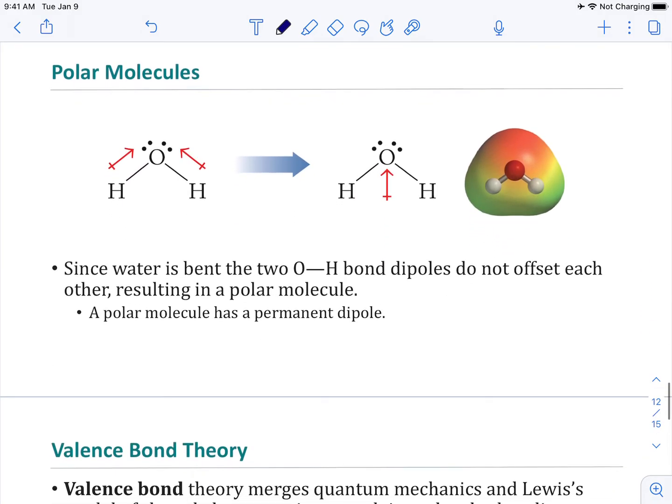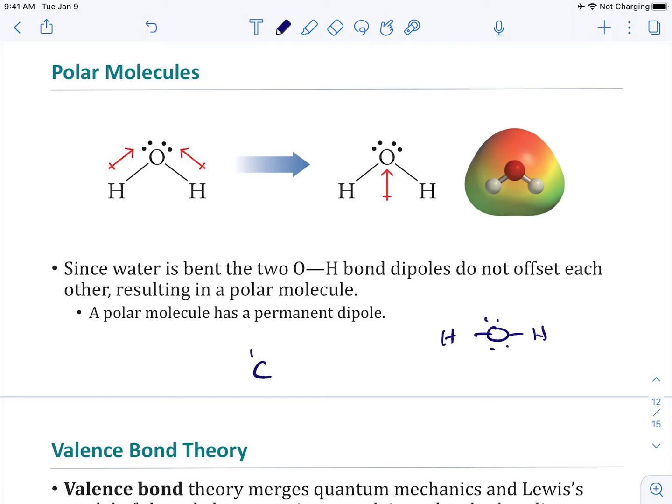Now, you can have polar bonds but not have a polar molecule. If we drew the Lewis structure as linear, you might conclude this is nonpolar, because you'd say that, okay, they cancel each other out. That's the key.